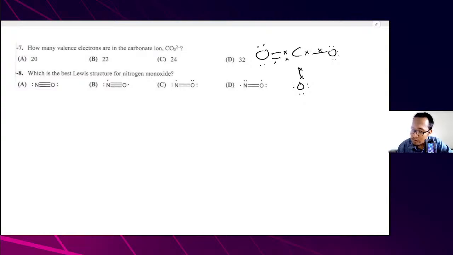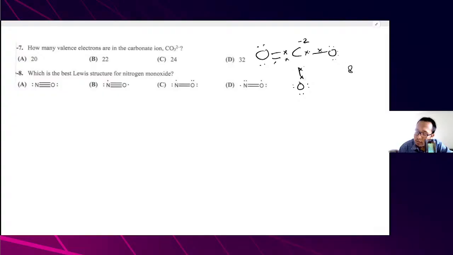Okay, now 1, 2, 3, 4, 5, 6. So in this case it is minus 2, right? So now how many valence electrons are in the carbonate ion? Okay, now we need to calculate one by one. 1, 2, 3, up to 24. Yeah, 24, right?